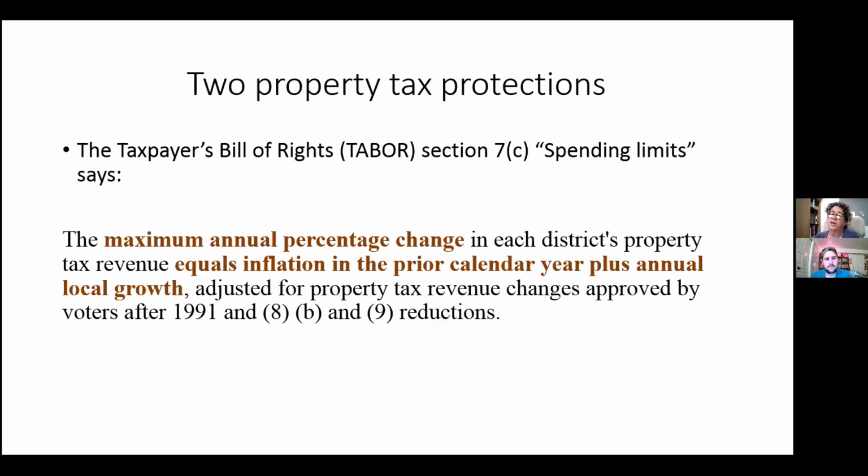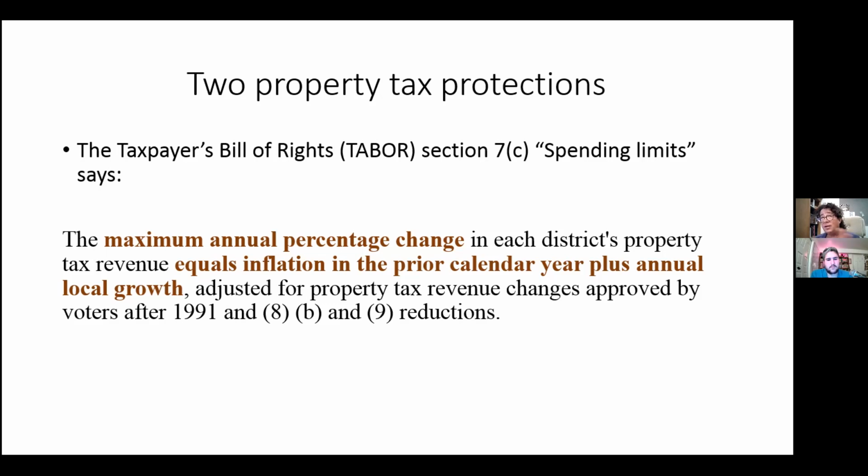Now, there's two property tax protections that are in place, unless voters have waived them. And that's a really sad case that's happened too often. The Taxpayer's Bill of Rights, under the spending limit section, which is 7C, speaks to property taxation. And what it's saying here is that the maximum amount of increased spending you can have as a government is limited to inflation plus the prior calendar year's annual local growth. And what's that mean, local growth? That means construction. And then can be adjusted by property tax revenue changes.